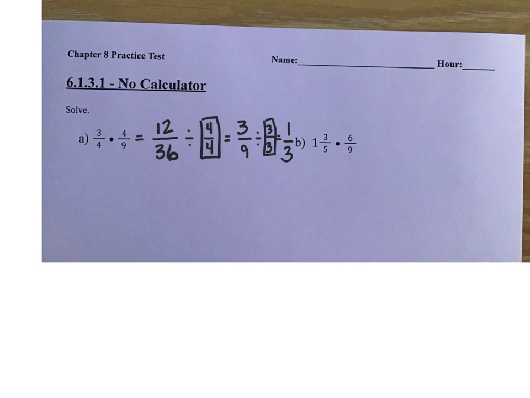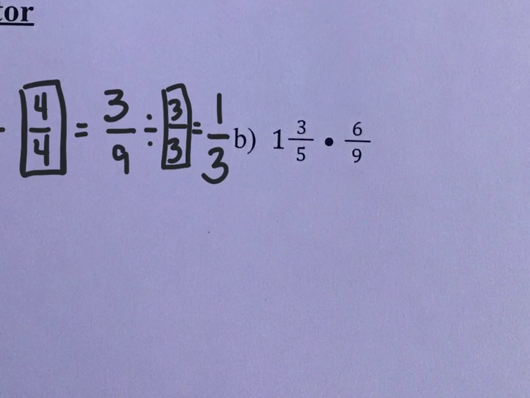For this next problem, we are going to have to change this mixed number into an improper fraction. So remember, we start at the bottom and we do 5 times 1 is 5, plus 3 is 8, denominator stays the same, and then times 6/9. Use your multiplication chart to do 8 times 6 for the top and 5 times 9 on the bottom. Pause the video and come back when you have that answer.